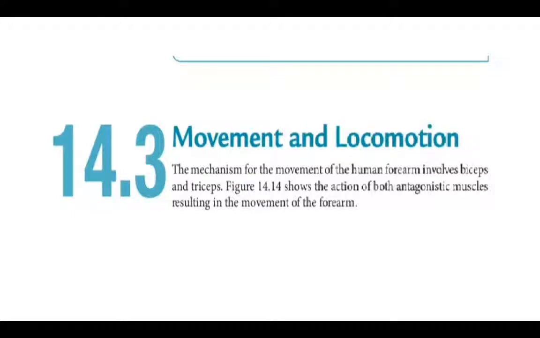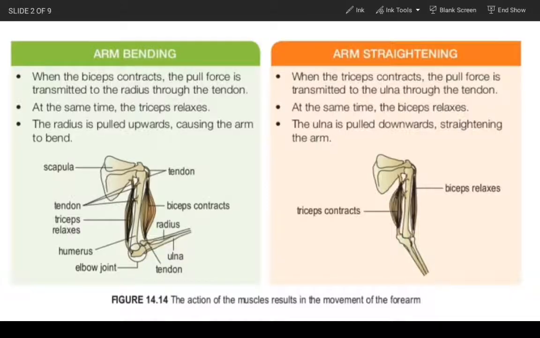Hello student, this is Biology Form 4 Chapter 14, subtopic 14.3 Movement and Locomotion. The mechanism for the movements of the human forearm involves biceps and triceps muscles. So these are the actions of muscles that result in the movement of the forearm.